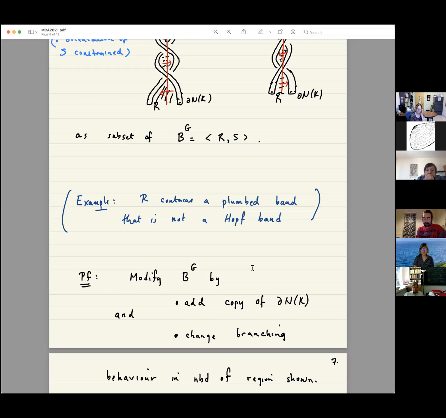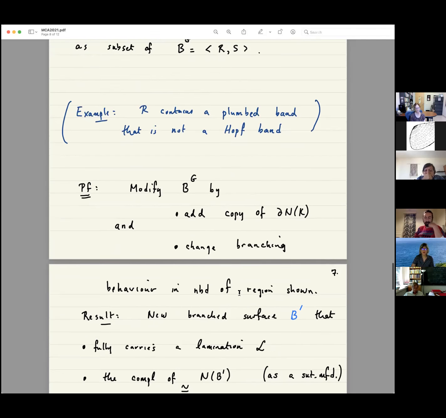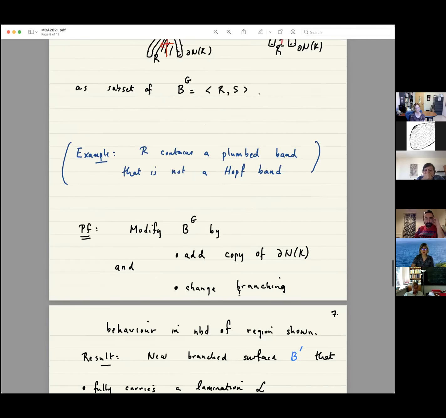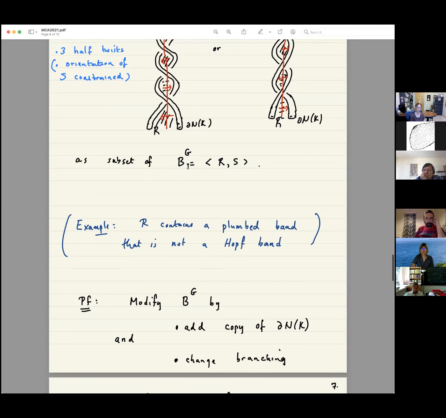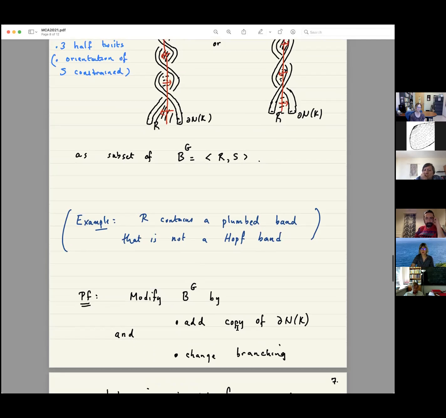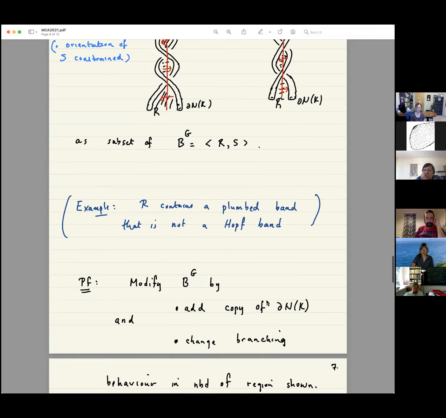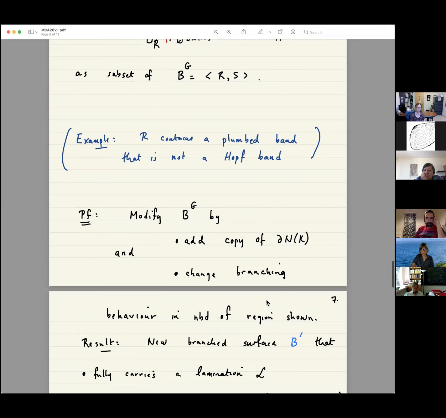So you take the branch surface, and we're going to add a torus that's boundary parallel in the interior of the complement of our knot. We're going to add a copy of the boundary, so we're just going to add a boundary parallel torus. And then we're going to truncate R and S so that their boundary lies along this copy of the torus. So we're going to remove the annuli in a neighborhood of the boundary. So we now have surfaces R and S.